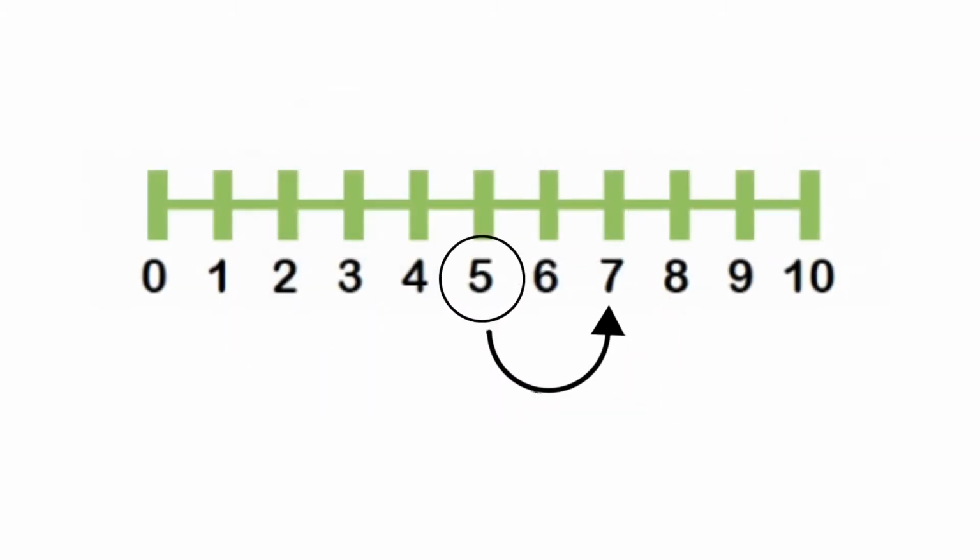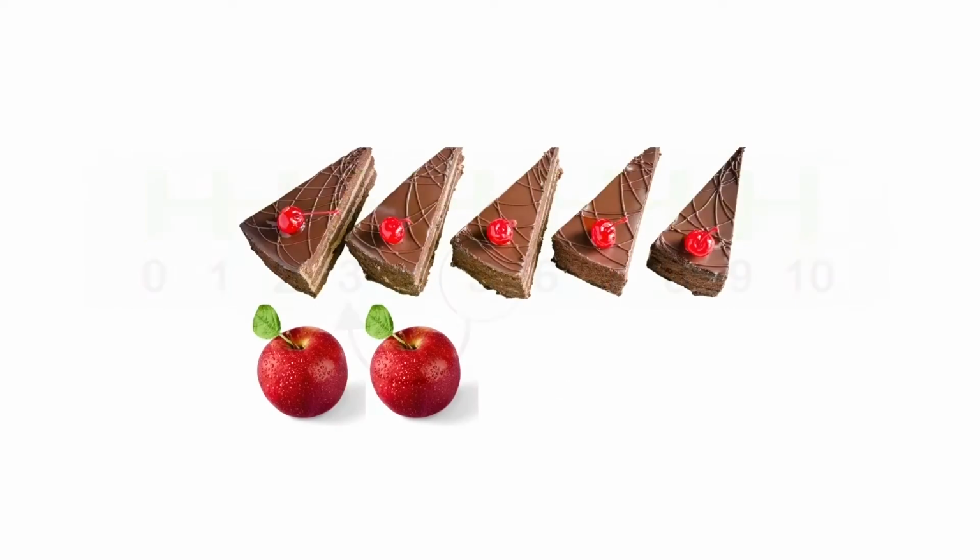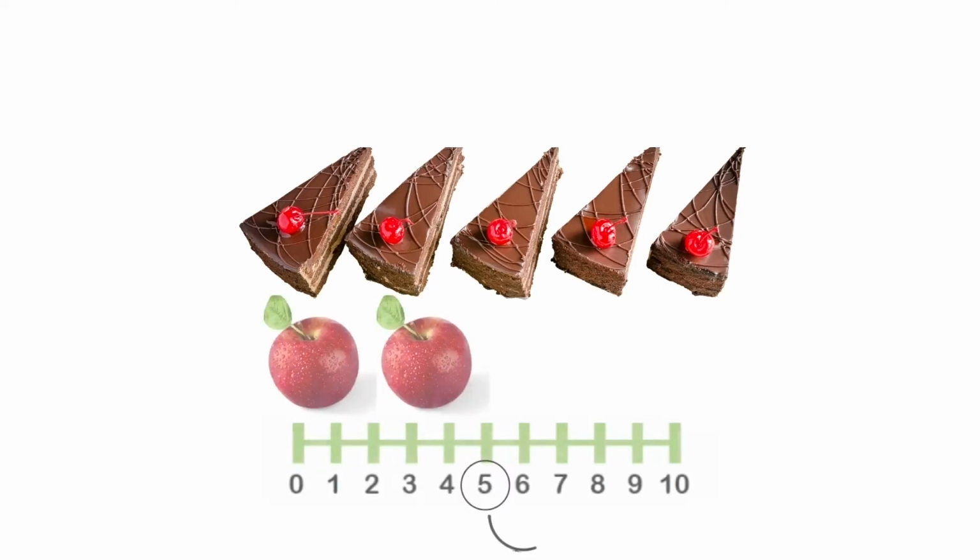Another abstract concept that we as adults take for granted is the strategy of counting on or counting back from the total in the set. Here you can see 5 slices of cake and 2 apples. If you already know there are 5 slices of cake, you can start at 5 and easily count up 2 more because your mind will retain the quantity and allow you to continue the count without starting back at 1 again.